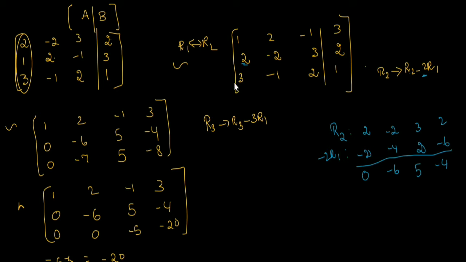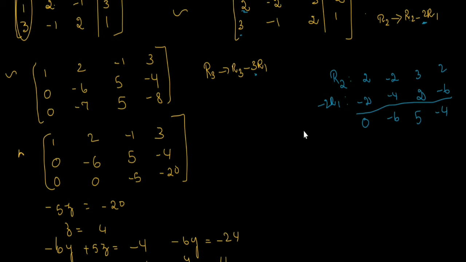Now we have to make this as 0. All the entries below the first element should be zeros. To make this 0, we have to use the elementary row operation R3 becomes R3 minus 3 times R1. So what is row R3?